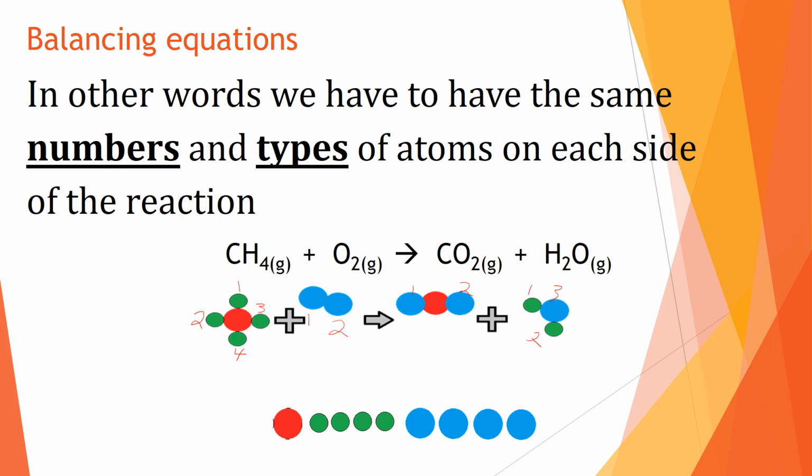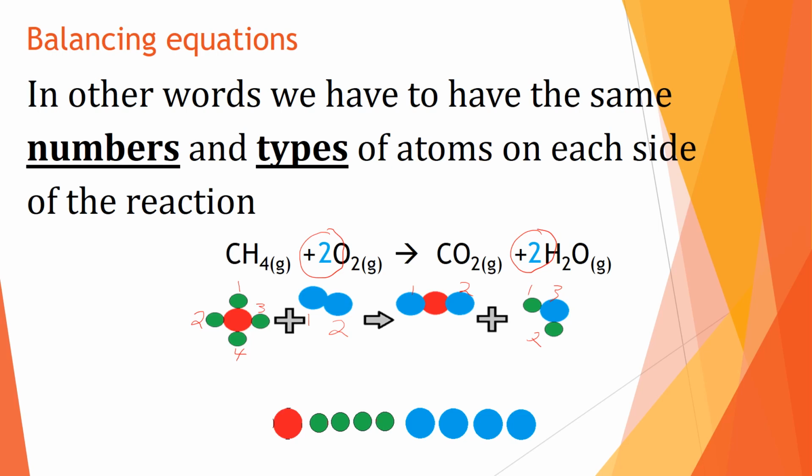How am I going to rectify this? How am I going to make sure that I have the same number of atoms on each side of the equation? Okay, so what we're going to be learning today is how to use these numbers in front of our molecules in order to balance out a chemical equation.